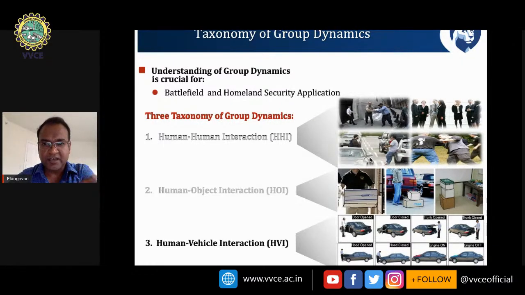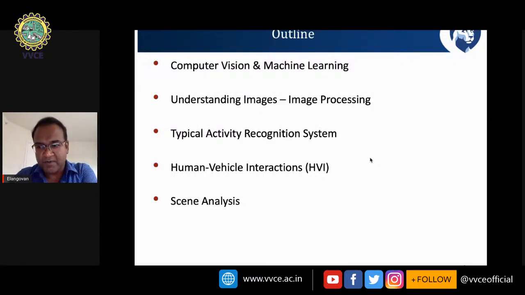So to detect and recognize a group activity, we need to detect all these kinds of interactions: human-human interactions, human-object interactions, and human-vehicle interactions. Today I'm going to focus more on the human-vehicle interactions. I'm going to give you an overview of how we are detecting this human-vehicle interaction and what information we can extract by detecting it. But before we talk about it, I want to give you an overview of what information we can understand from an image, and for that, an introduction of what an image is. Once we understand the information from this image, we can go over a typical activity recognition system, and then talk more about human-vehicle interactions.